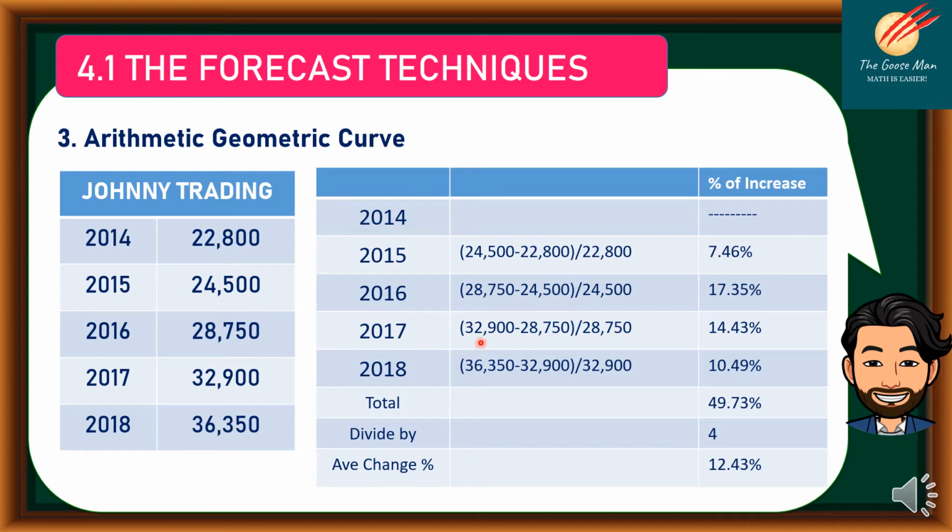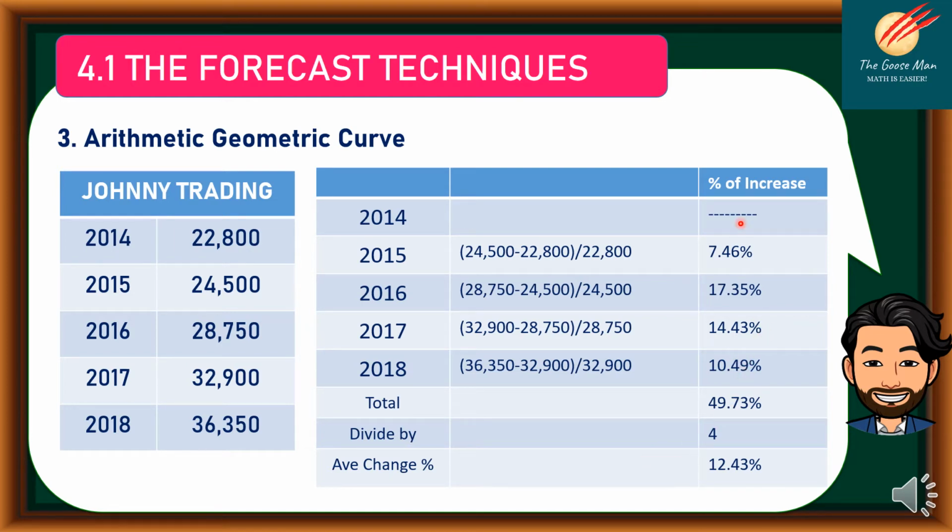So we have 32,900 minus 28,750 divided by 28,750, and this is the result. And we will do the same again: present sales minus the previous sales, divided by the previous sales. So we have 10.49%.